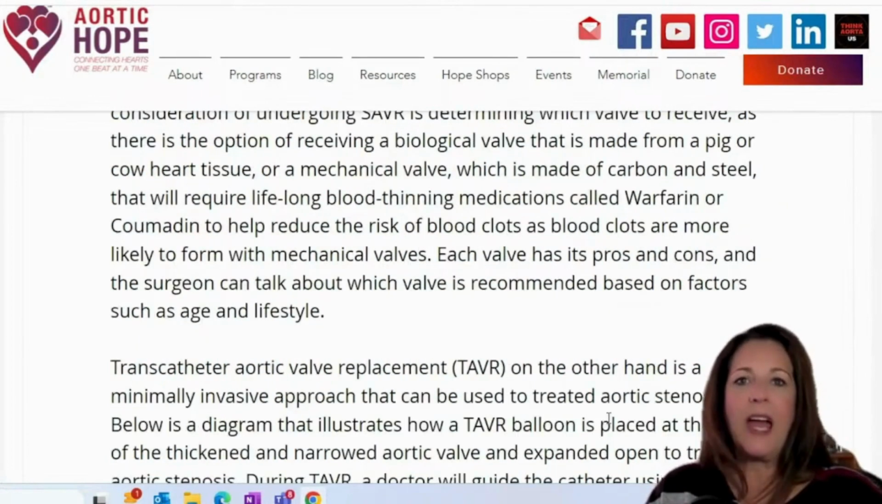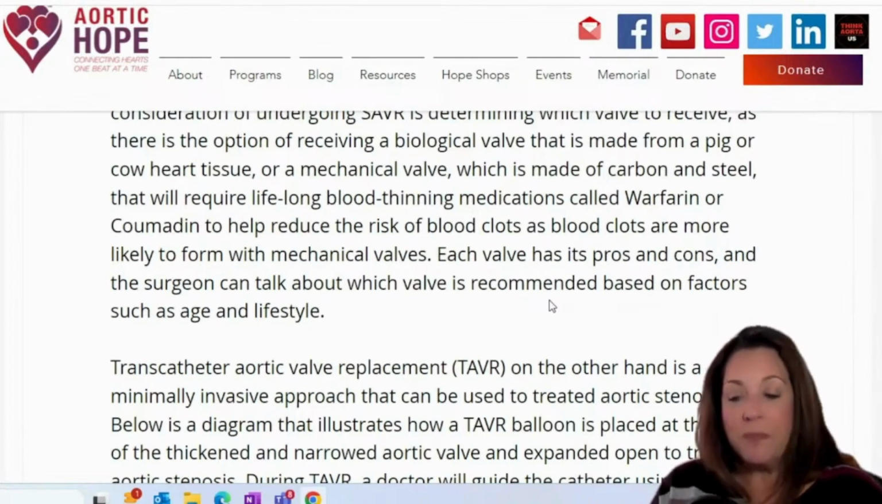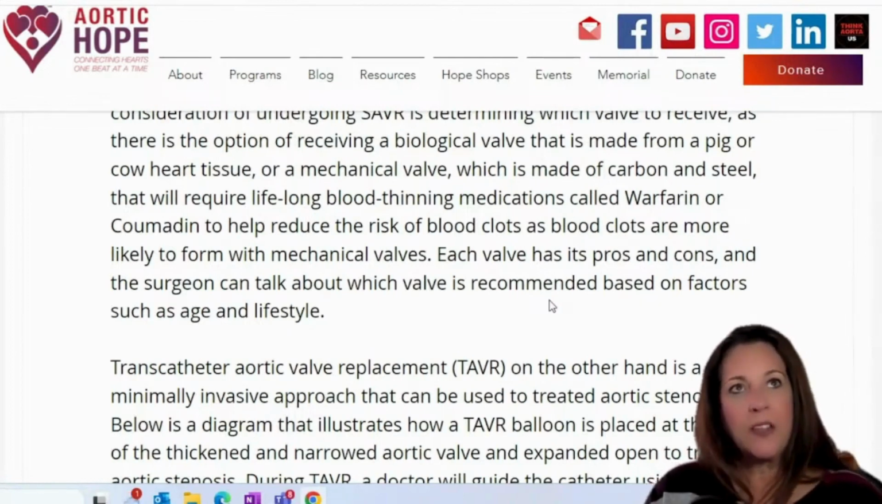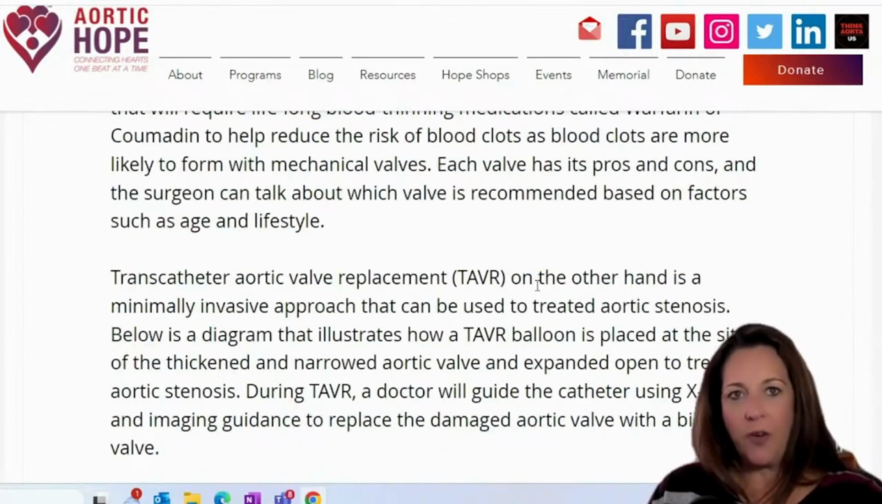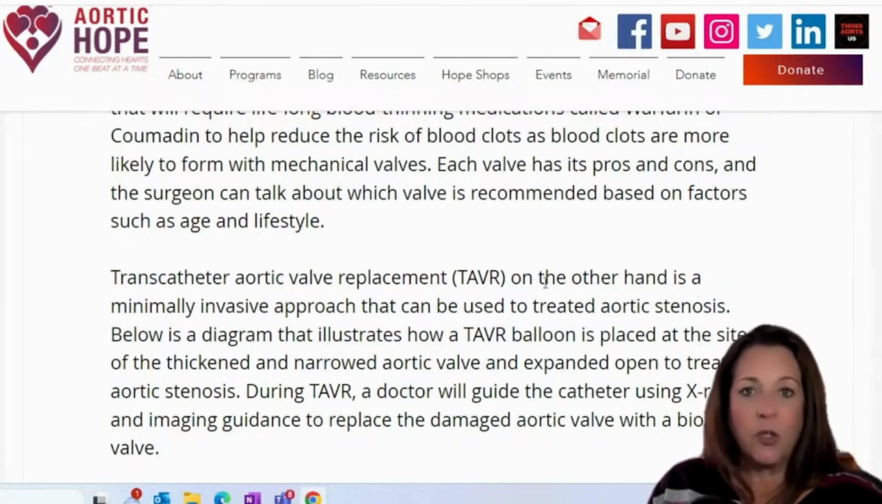Now, with a transcatheter aortic valve replacement, or TAVR, which you might hear in the community, it's a minimally invasive approach. That already sounds really good to me. This minimally invasive approach can be used to treat aortic stenosis. That's what it's used for, basically. Below, I'm going to show you a diagram that illustrates how a TAVR balloon is placed at the site of the thickened and narrowed aortic valve and then expanded open to treat aortic stenosis. During a TAVR, a doctor will guide a catheter using X-ray and imaging guidance to replace the damaged aortic valve with a biological valve.